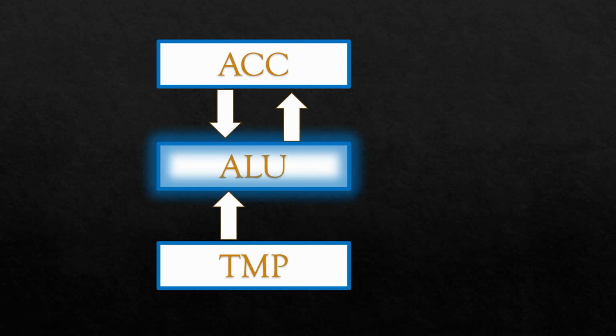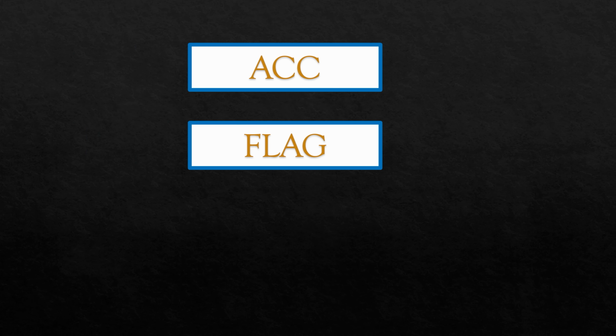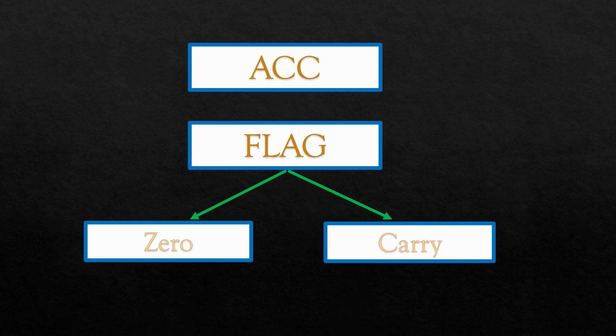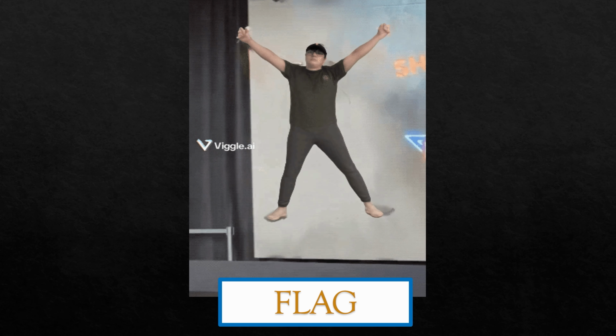Now the feature of the result that is stored in the accumulator is shown by the flags. There are 2 flags in the SAP-2 architecture, one is zero and another is carry. If the result is 0, then the zero flag shows 1, and if there is a carry overflow, then the carry flag shows 1. Flags also help in conditional jumps.